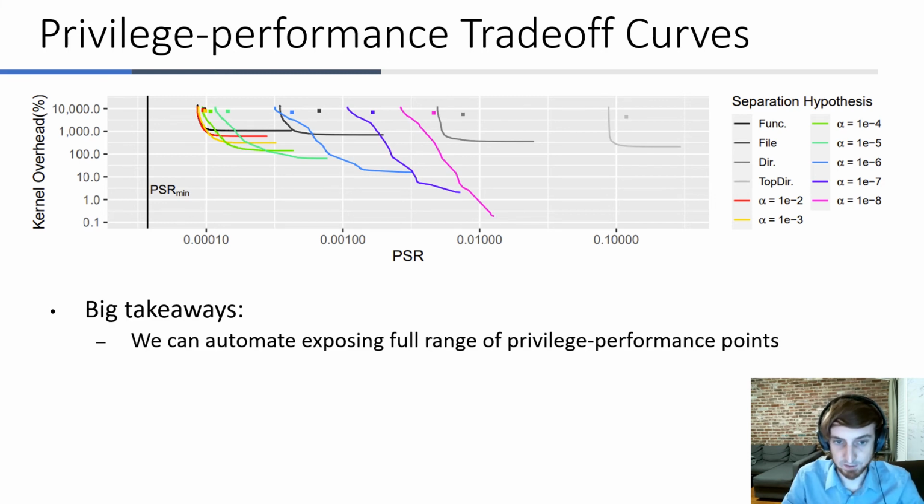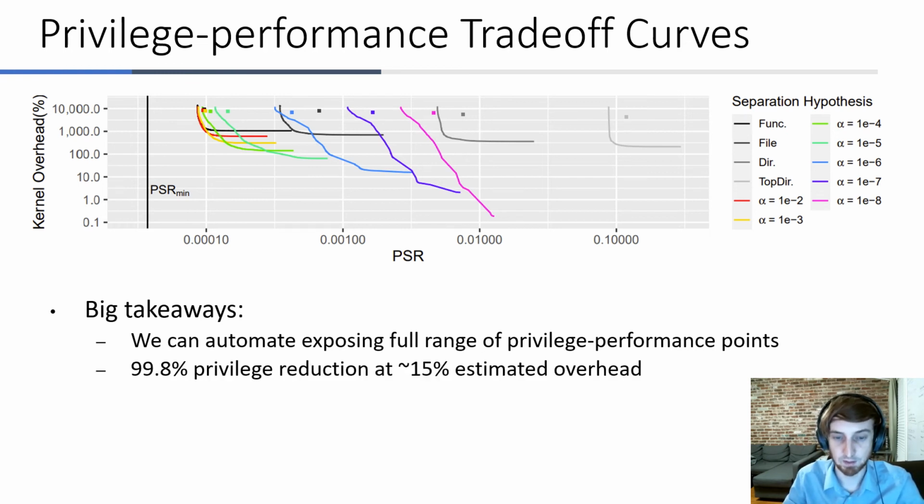Some of the big takeaways. One is that by adopting algorithms like this, we can automate exposing the full range of privilege performance points. So rather than just creating one compartmentalization, we're exploring many possibilities at once. In terms of results, these are encouraging so far. For example, we show that we can reduce 99.8% of privileges at an estimated 15% overhead. That's just calling out one of the many points on this plot.